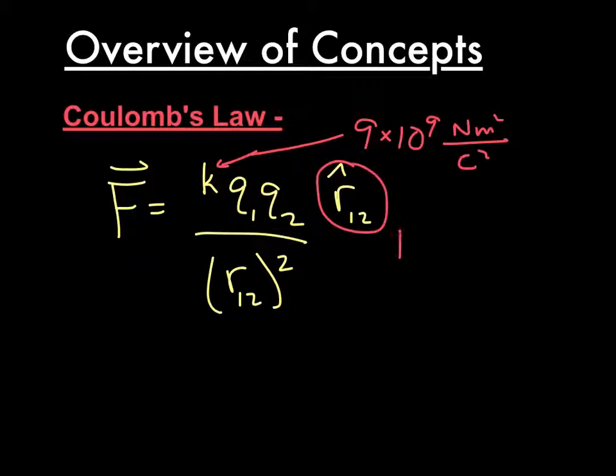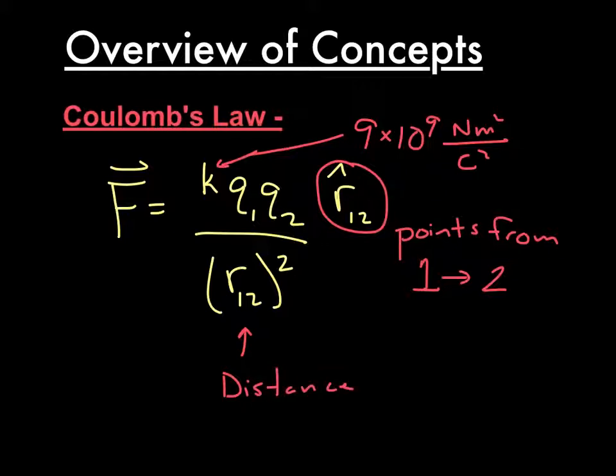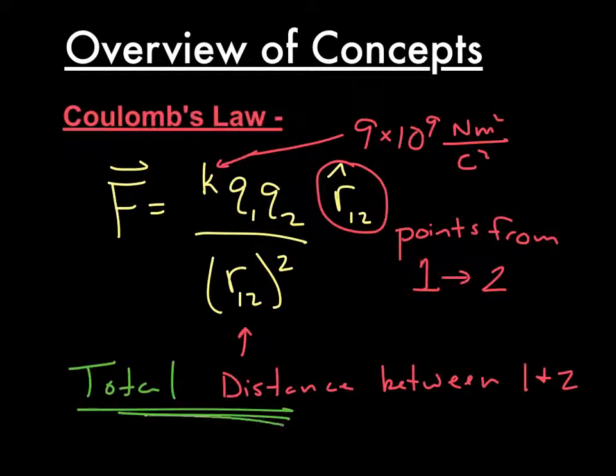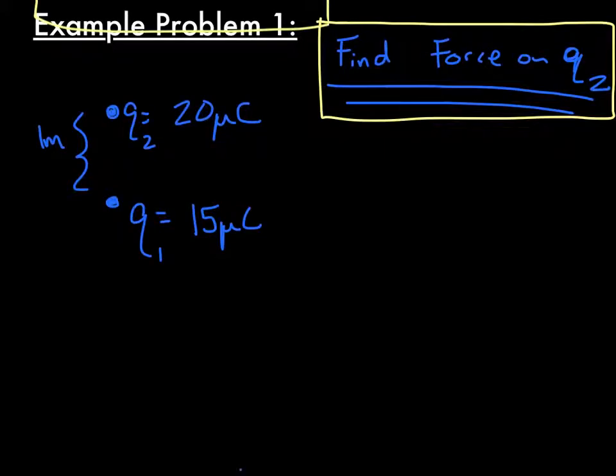R12 hat is just a unit vector. It's magnitude 1, and it points from charge 1 to charge 2, and R12 is the distance between 1 and 2. The important thing to note is that when you're using this, it's always the total distance between 1 and 2. You cannot break distance into components. Repeat, do not break distance into components. Always use the total distance. So let's work a couple examples now.